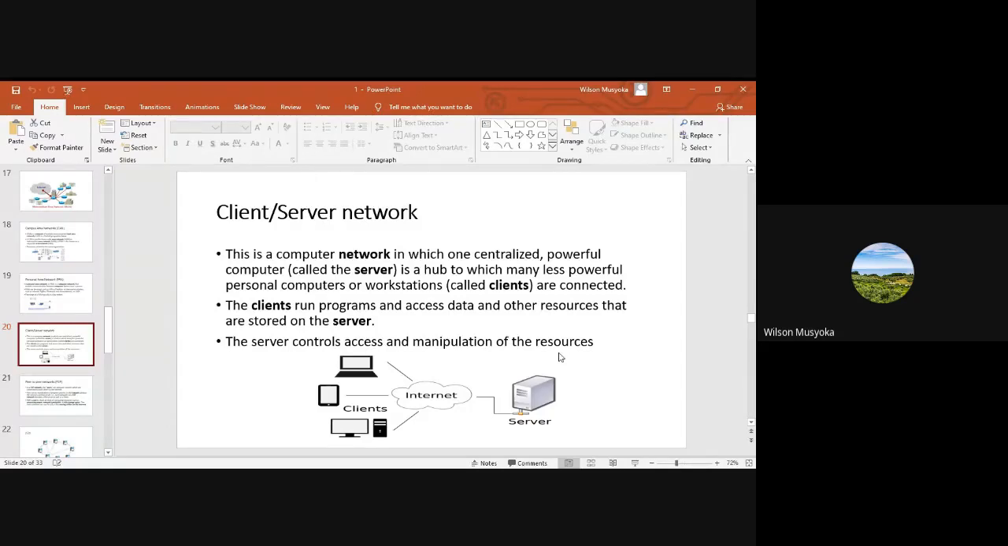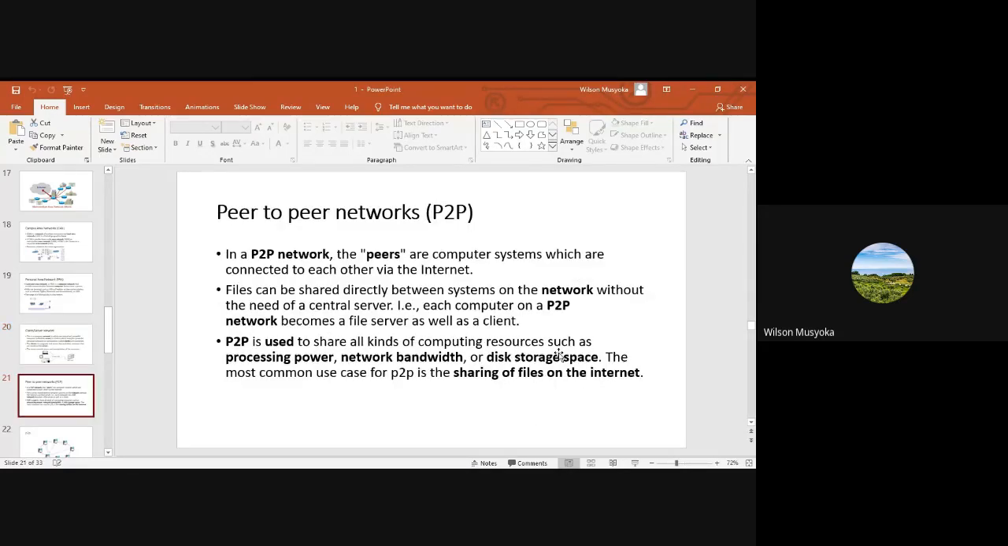So they are requesting, and once they request, the server responds to their request accordingly, depending on their access capabilities and so on and so on. So that is something we will cover later. Then we have peer-to-peer network, which is the opposite of client-server network. All the nodes or computers on that network are equal. There isn't one which is superior to the other. They share files, they share data.